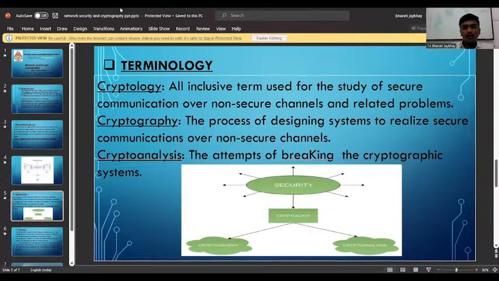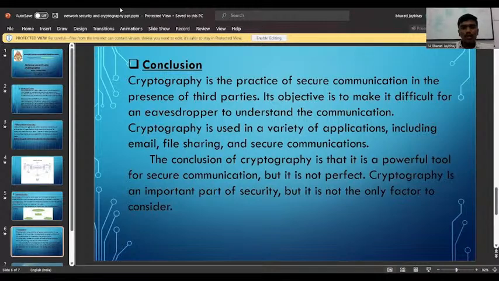Cryptanalysis is the attempt of breaking a cryptography system. Conclusion: cryptography is the practice of secure communication in the presence of third parties. Its object is to make it difficult for any eavesdropper to understand the communication. Cryptography is used in a variety of applications, including email, file sharing, and secure communication. Cryptography is a powerful tool for secure communication, but it is not perfect. It is an important part of security, but not the only factor to consider.